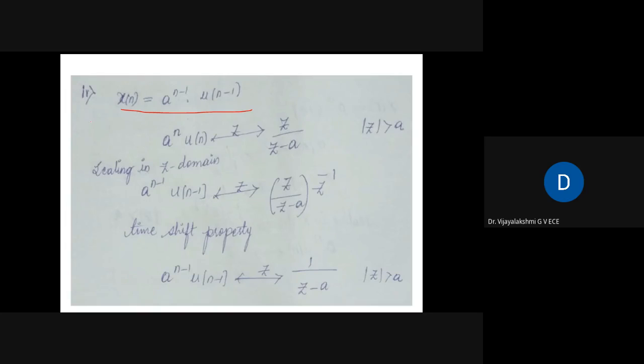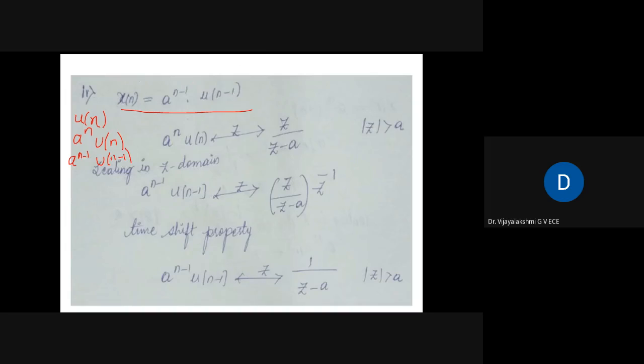So how do you start? I can start with the basic reference signal u of n. What is the Z transform of u of n? Next, it is multiplied by a power n, that is scaling in the Z domain, a power n into u of n. After that, n is shifted. So it becomes a power n minus 1 into u of n minus 1. So within 2 steps, you can get the answer.